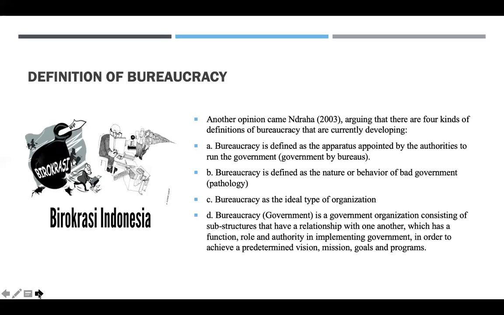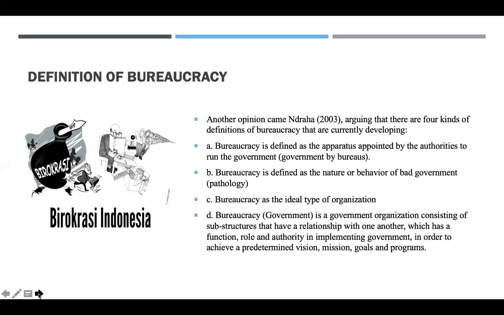And then the second one, bureaucracy is defined as the nature or behavior of bad government, or pathology. In the first meeting, I already told you that we will try to analyze the pathology, or the bad side of government, or the bad side of the bureaucracy. So I think this term is a negative side, because bureaucracy is defined as the nature or behavior of bad government.